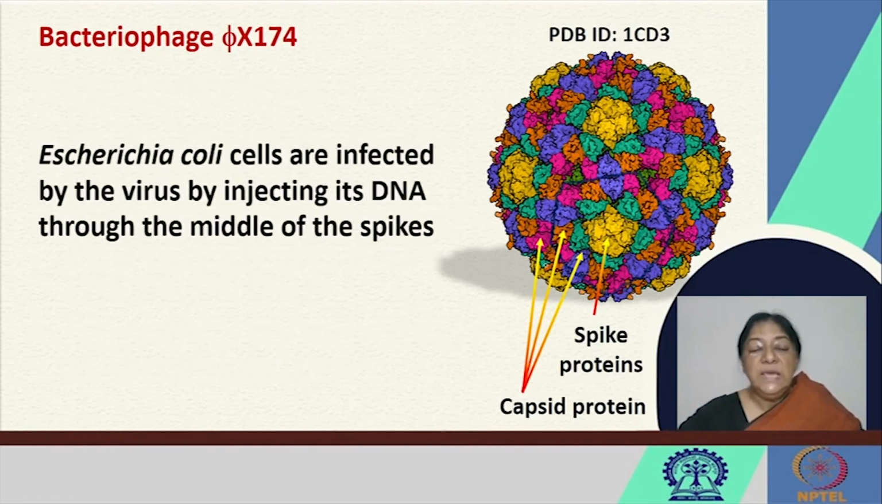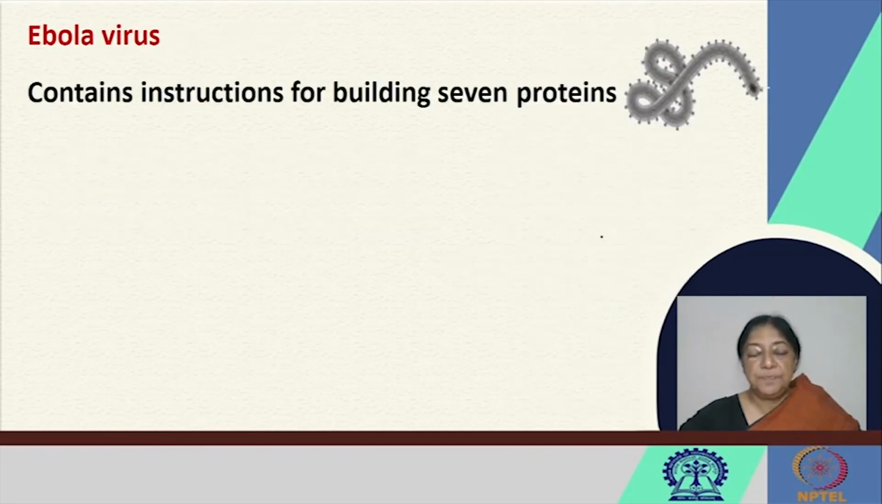When we look at the E. coli cells, these are infected by the virus by injecting the DNA through the middle of these spikes. So the injection occurs through the middle of the spikes, and the DNA is injected into the host cell, in this case the E. coli cell. The machinery of the cell is hijacked so that it can make multiple copies of itself.